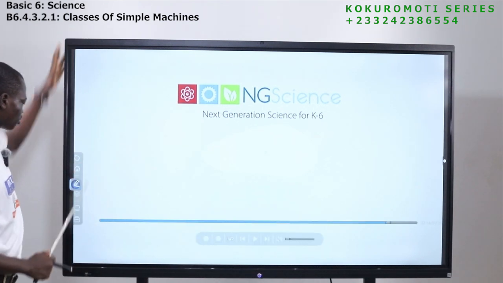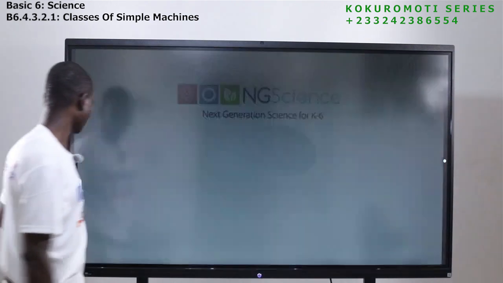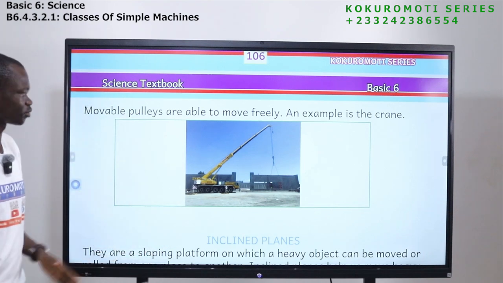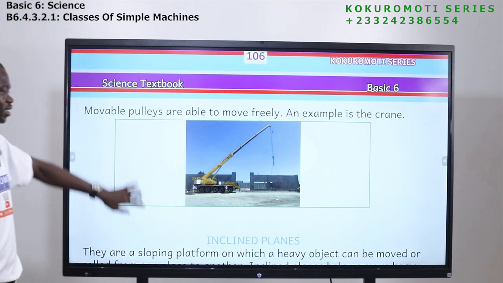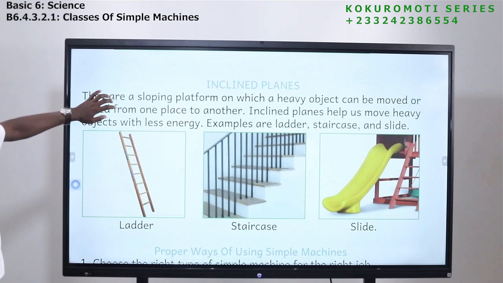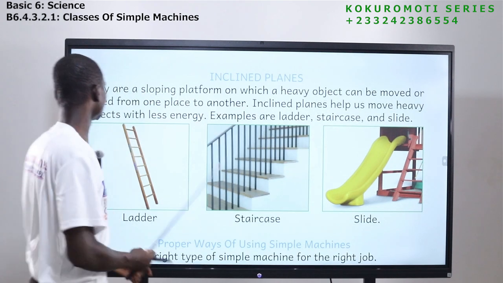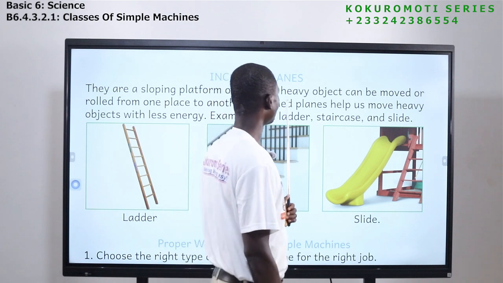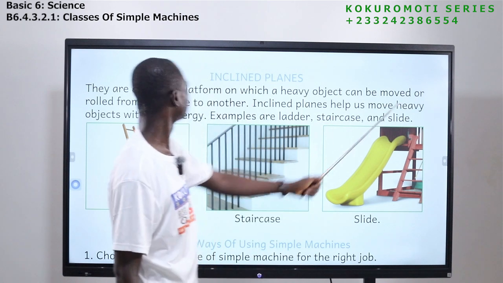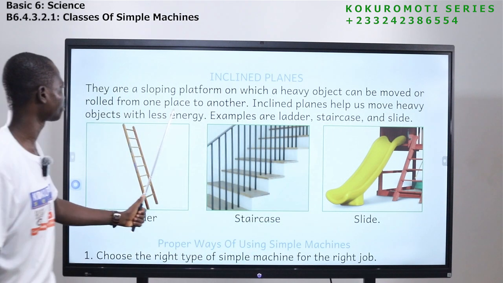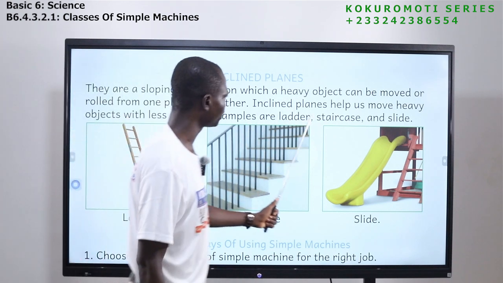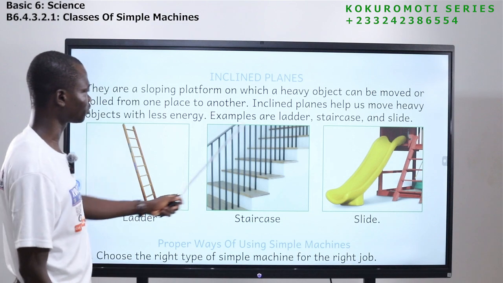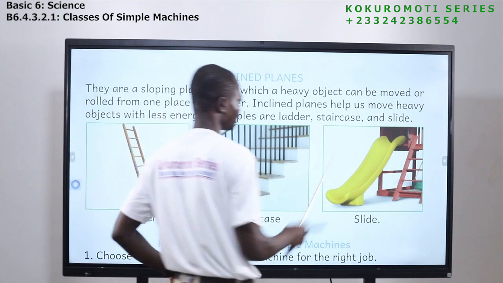Okay, now let's go back. We are finished with levers. We are finished with pulleys. The next class of machine is inclined planes. So they are sloping platforms on which a heavy object can be moved or rolled from one place to another. Inclined planes help us move heavy objects with less energy. Examples are ladder, staircase, and slide.